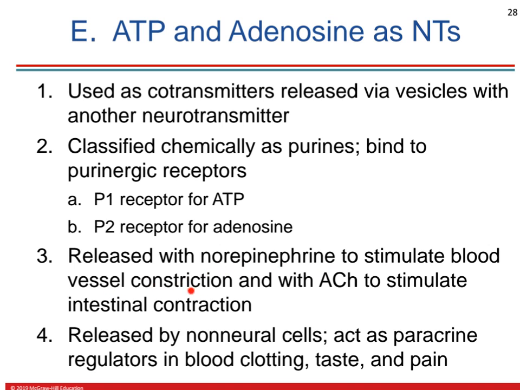Norepinephrine stimulates vessel constriction in many of the tissues of the body, such as adipose tissue. At the same time, these are released together to help also with the blood vessel constriction. ATP and adenosine could also be released with acetylcholine to stimulate intestinal contraction. ATP and adenosine can be released by non-neuronal cells also, acting in a paracrine fashion. They're involved in blood clotting, taste, and pain.